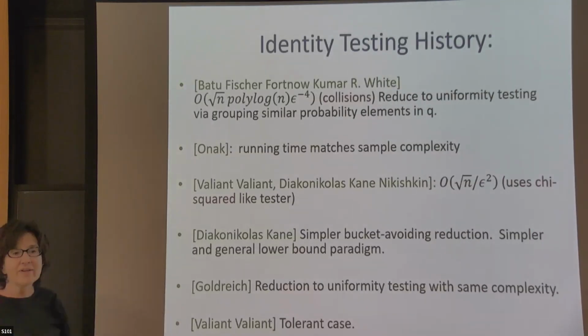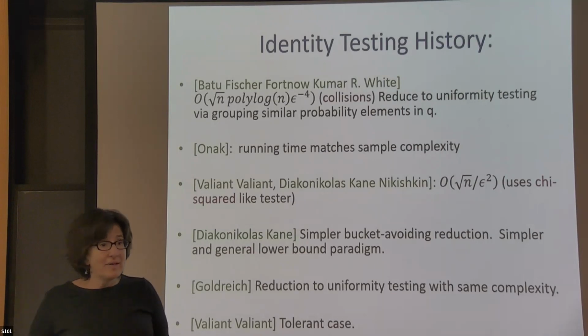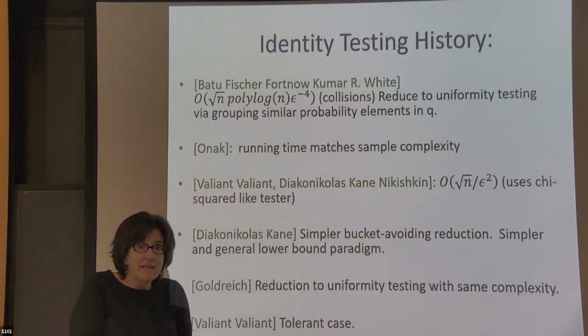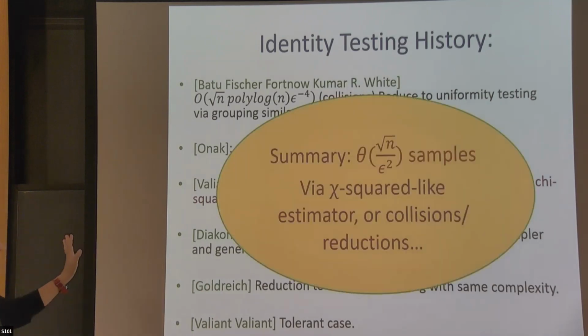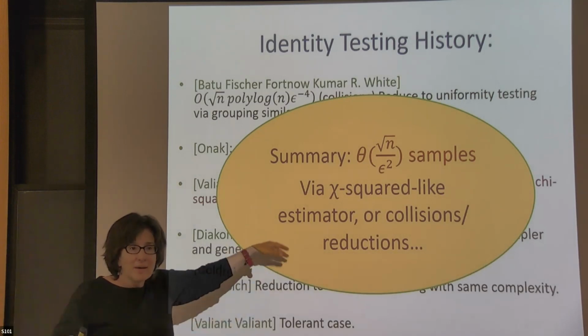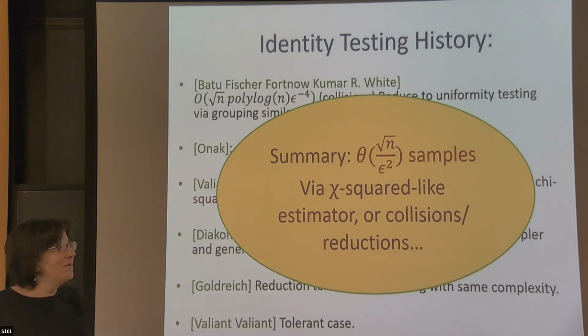And there's a whole bunch of works. Some of them work by reducing to uniformity testing, some work by looking at the estimators directly and analyzing the estimators. But the summary is theta root n over epsilon squared samples via lots of types of estimators or lots of types of reductions. Okay.